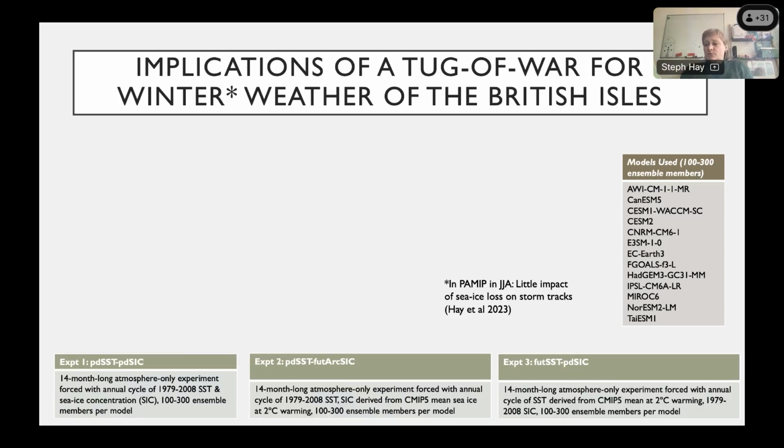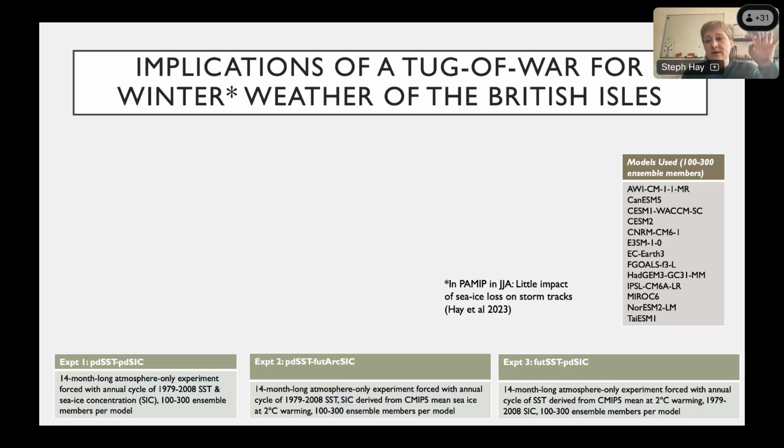Okay, then to get to the actual part of my talk that's relevant. So what does this mean for winter weather in the British Isles? And just to specify, I'm talking about the winter because I had a paper previously looking at PAMIP that showed that in the summertime, there was really little impact of sea ice loss on the storm tracks. So we're just ignoring summer completely.